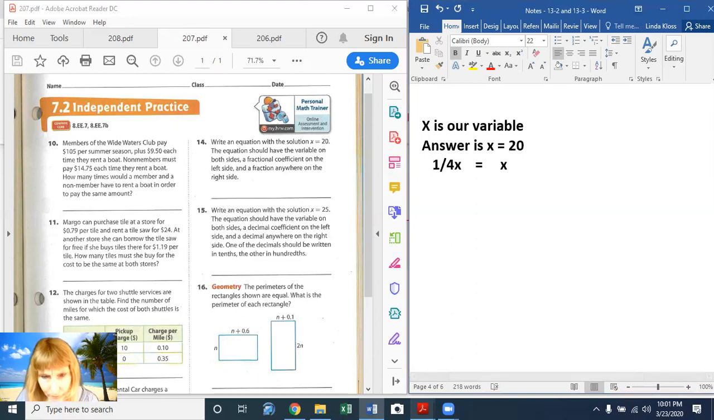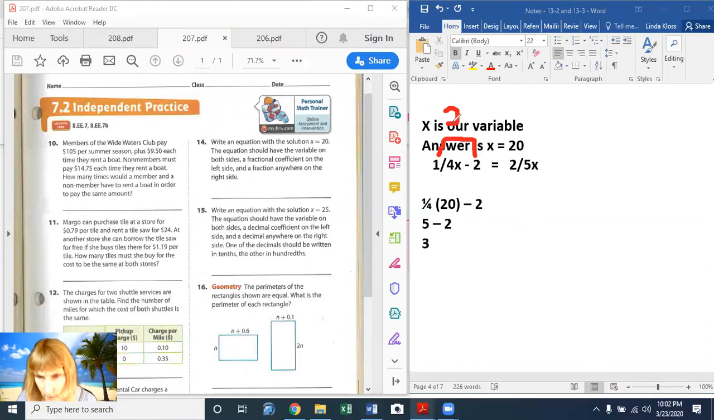So we're going to put a coefficient in front of the x that's a fraction. I'm going to pick 1/4. Okay, and then it says we need a fraction anywhere on the right side. So I'm just going to pick 2/5 for that side. And then just to be fun, I'm going to minus 2 on this side. Now, I have to figure out what this would equal so that I can figure out what I need to put on this side to make it equal. So I know that x is 20. So 1/4 times 20, I'm putting 20 in for my x, minus 2. I'm just doing the left side. So 1/4 times 20 is 20 divided by 4, or 5, minus the 2 is going to give me 3. So my left side is going to equal 3.